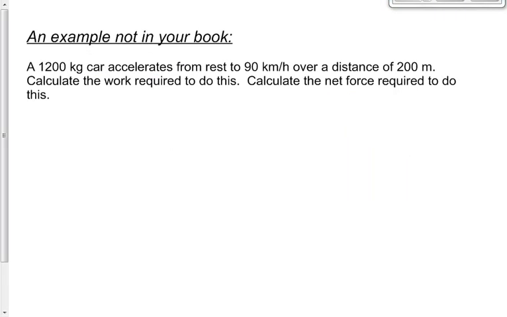One more. This one says a 1,200 kilogram car accelerates from rest to 90 kilometers per hour. We're going to circle that right away, that kilometers per hour, because we know we're going to want to be in meters per second here, right? Over a distance of 200 meters, what's the work required to do this? And then what's the net force that's required to do this? So two questions here, really.